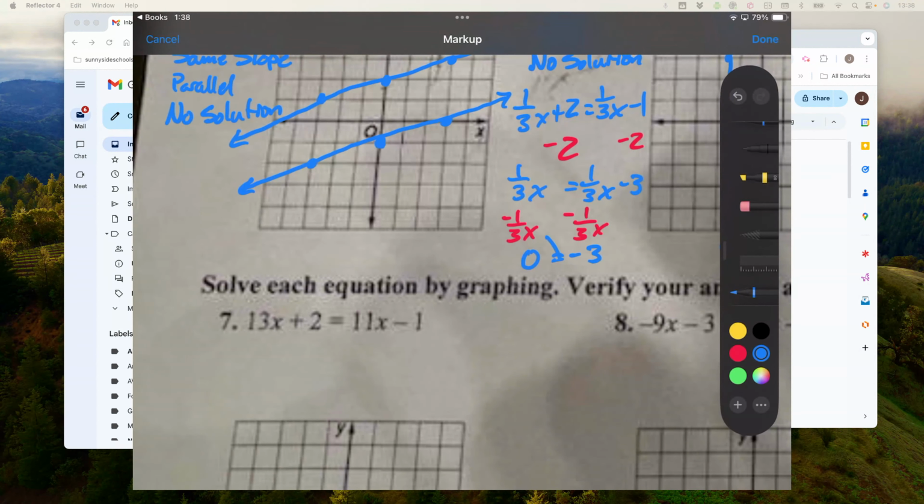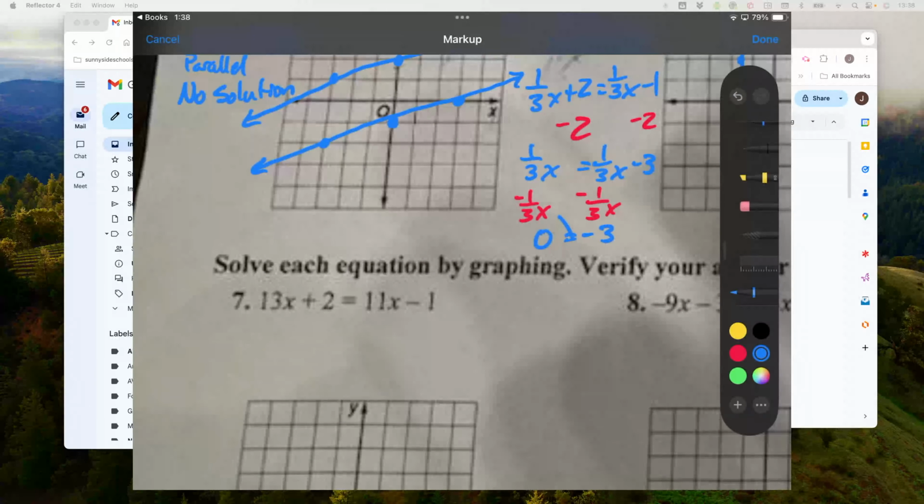Again, for these bottom ones, what I would choose to do is subtract 2 from both sides. We would get 13x is equal to 11x minus 3. Then I would subtract 11x from both sides, and I would get 2x is equal to negative 3. Divided by 2, divided by 2, and we would end up with x is equal to negative 3 over 2.